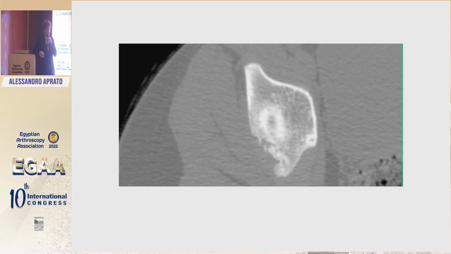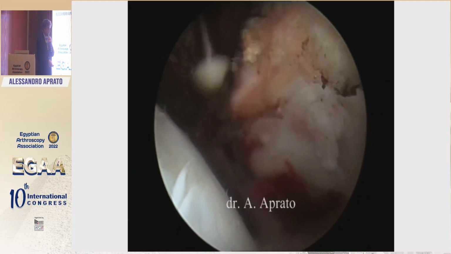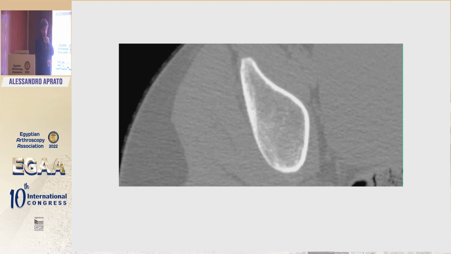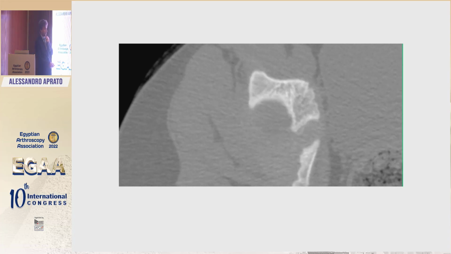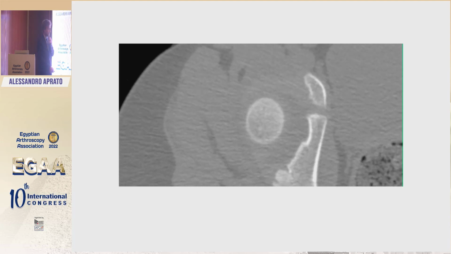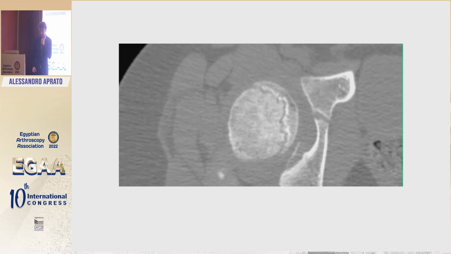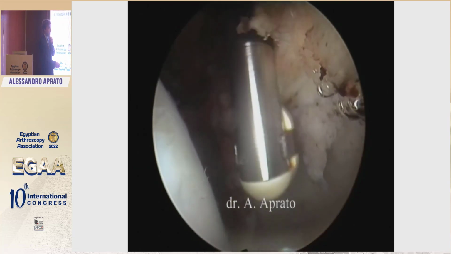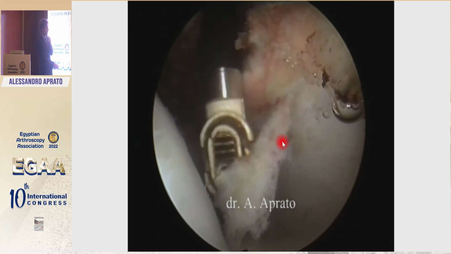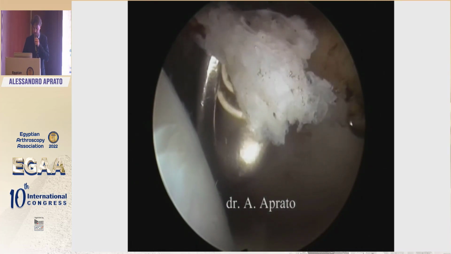Or you can remove some fragments like this one. This is a 14 years old guy with a fragment of the posterior wall inside the joint. You can see it there. And I could remove it arthroscopically. You can see the fragment here. And I can remove it and do a labral suture after having done this.